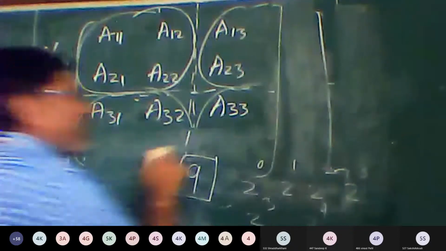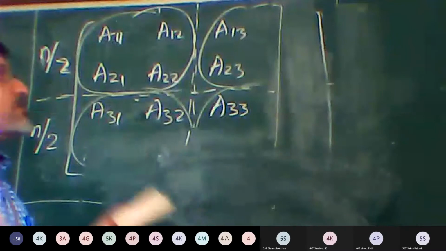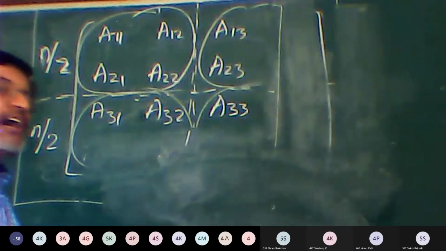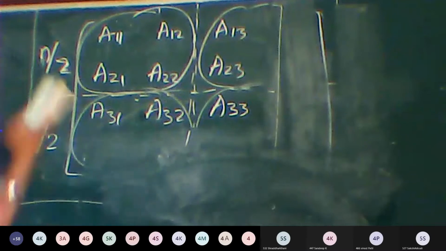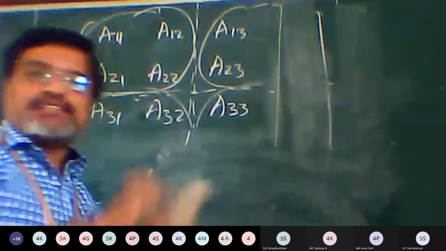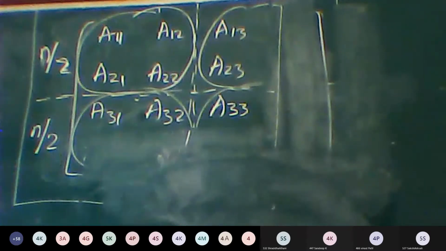But we have a situation here where the matrix is a square matrix, but the total number of elements is not a power of 2. Then in that case, how can we modify our given elements in such a way that we can still go ahead and use Strassen's multiplication? The workaround is very simple here.